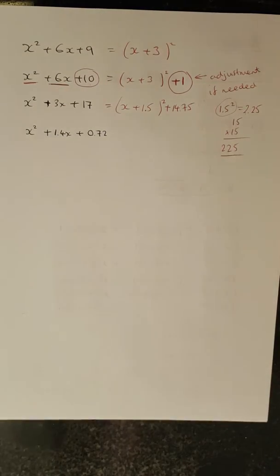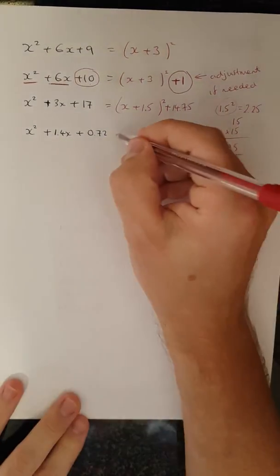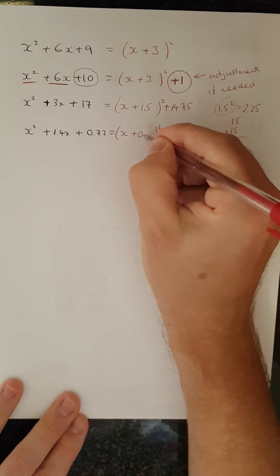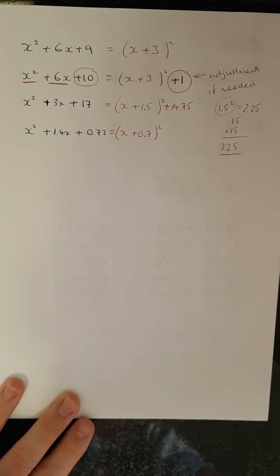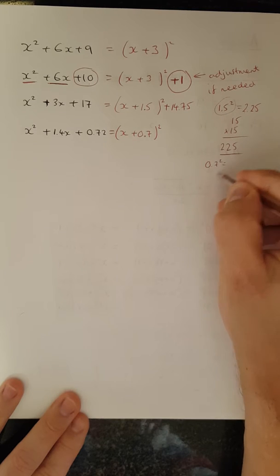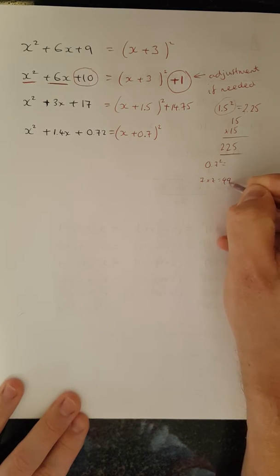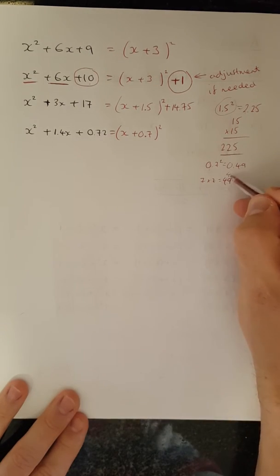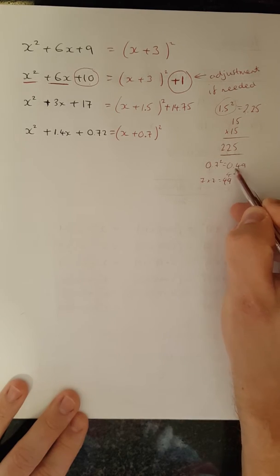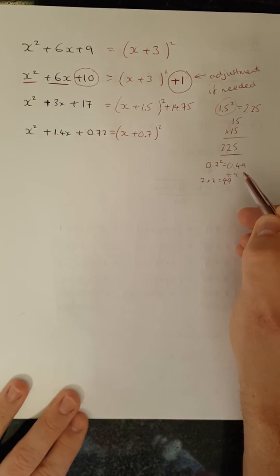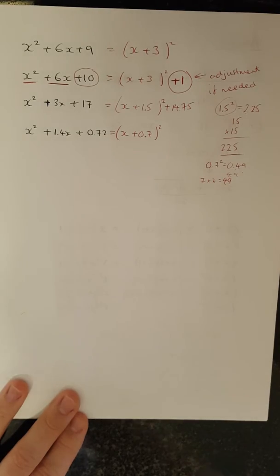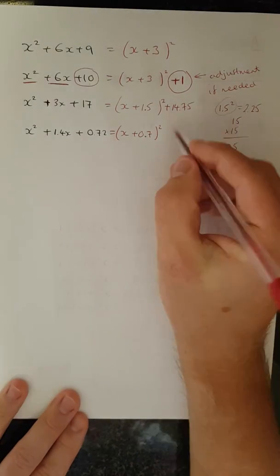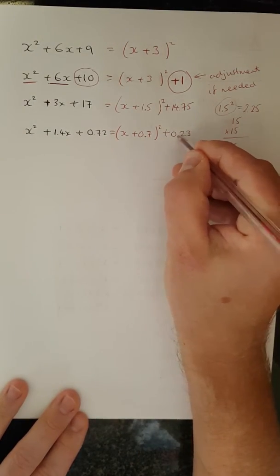Okay, hopefully you're starting to grow in confidence at this stage. The next one, so it's x squared. We've got 1.4, so it's 0.7. 0.7 squared, or 7 times 7 is 49. So this is 0.49. We know it's not 4.9 because 1 times 1 would be 1. So it's got to be lower than that. So we want 0.72 and we've got 0.49. So I'm going to add on 0.23.